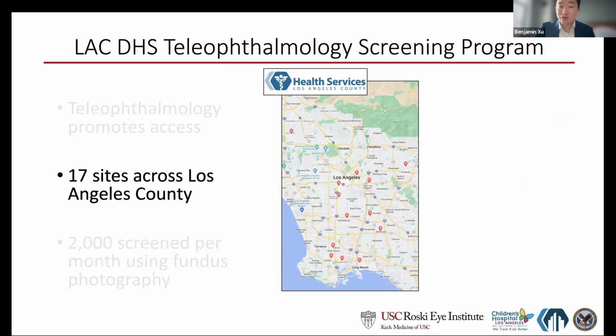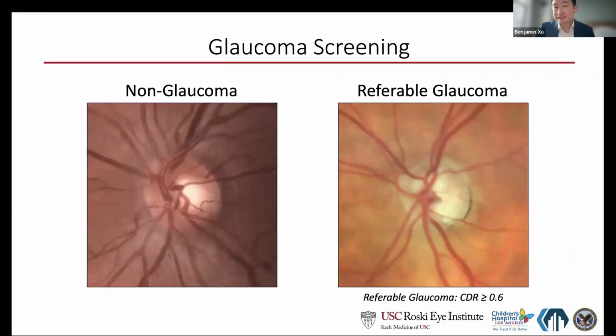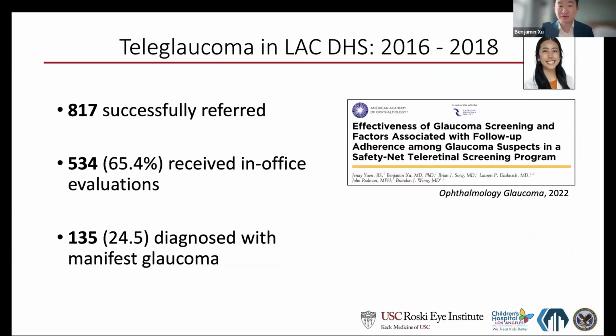The network is distributed over 17 sites across Los Angeles County, serving the underserved patient population. And over 2,000 patients are screened per month using fundus photography. So the question here is, how do we utilize this infrastructure, but then add rigorous analysis methods on top of it to detect at-risk patients? So already we were doing some degree of glaucoma screening for this diabetic population by looking at these fundus photographs. We had criteria for patients who should be referred and who shouldn't be referred.